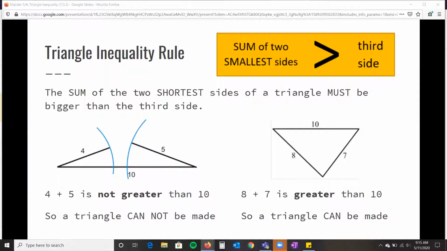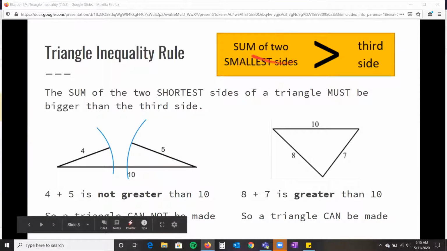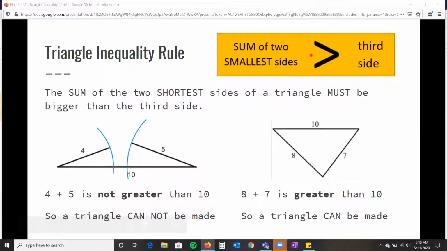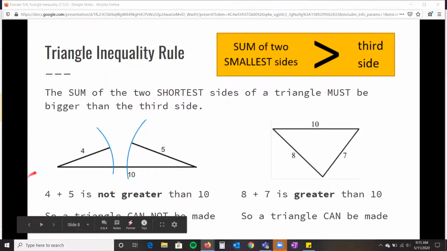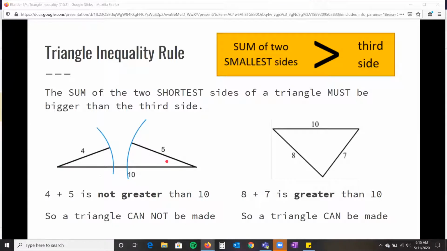So it doesn't meet our rule, right? It's not greater than. The sum of the two smallest sides has to be greater than the third side. So 4 plus 6 still only gets us to 10, equal to 10, but not greater than. And someone said in the chat that it would be a straight line. That's exactly what would happen, right?